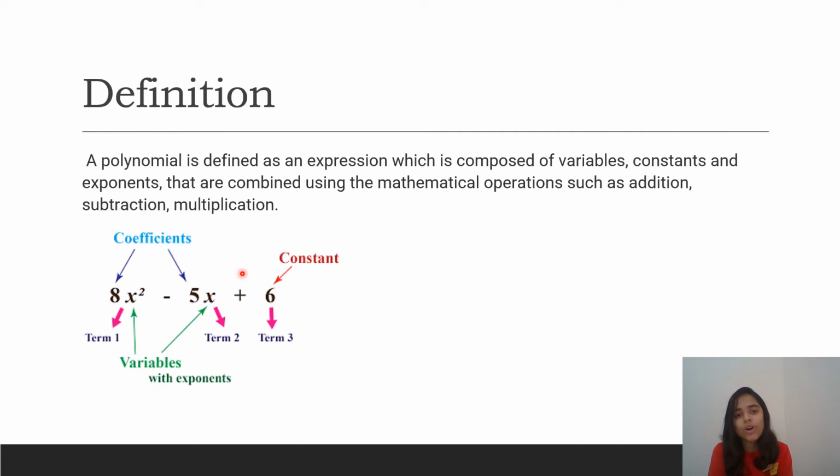The constants with variables are known as coefficients. So 8 and 5 are coefficients here, and 6 is a constant, and there is an addition sign. So all together, this is an expression in which the terms are combined using mathematical operations.